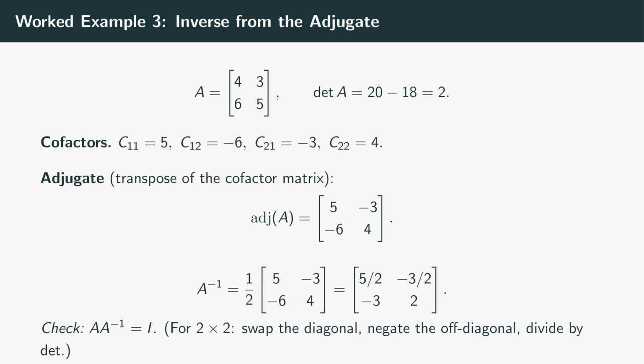The inverse has top row 5 halves, -3 halves, and bottom row -3, 2. For a 2 by 2, this matches the familiar shortcut: swap the diagonal entries, negate the off-diagonal ones, and divide by the determinant.